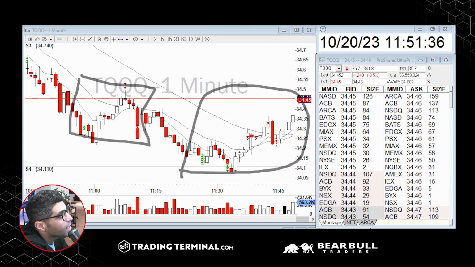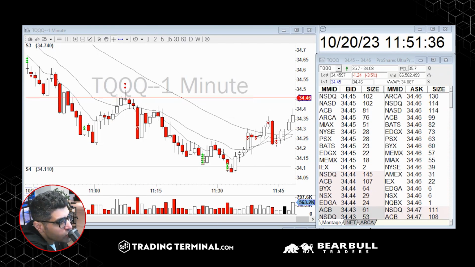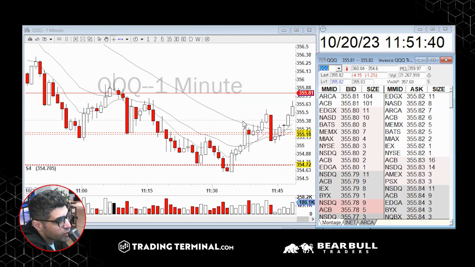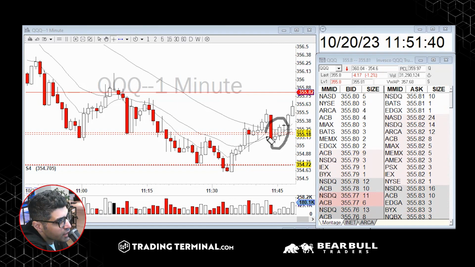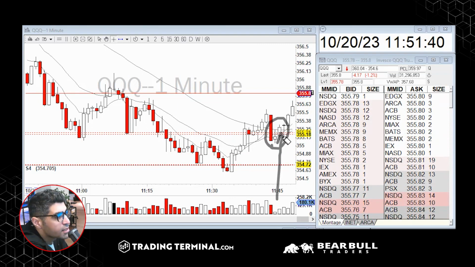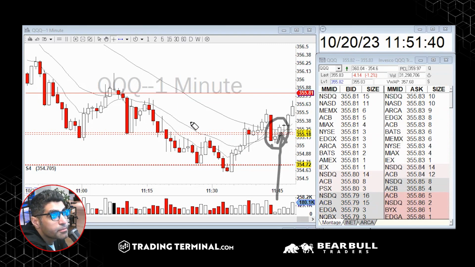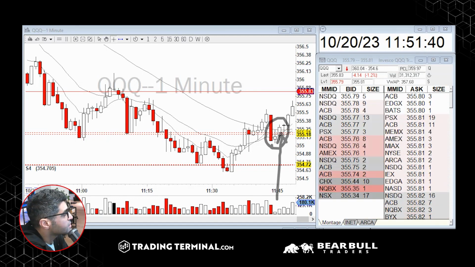TQQQ, very, very nice. And this is also one of those extreme reversals that we teach in the community. The crossover of these moving averages is a sign that price action is going to really reverse. So this is something that we also teach in the community, these extreme reversals.